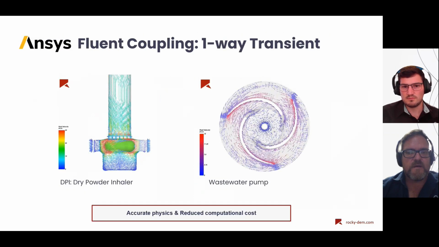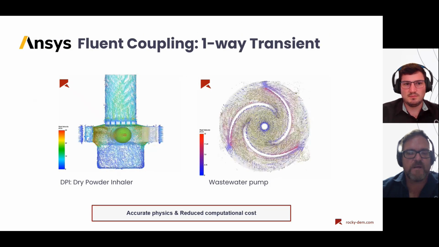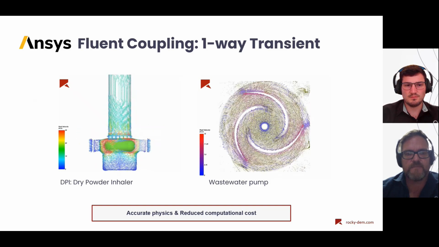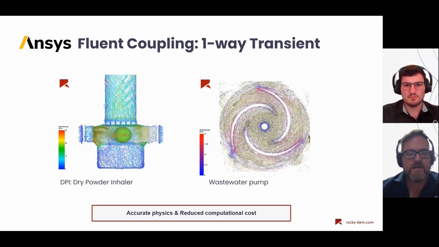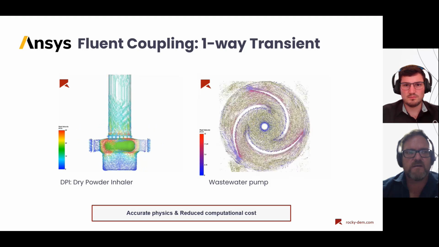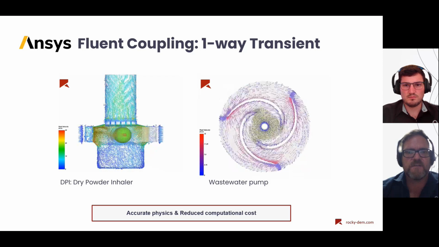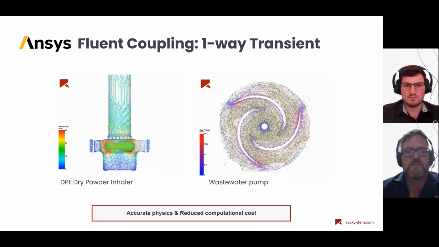Right, then one of the, I think, simpler couplings is just a one-way transient coupling with Fluent. There's a nice two examples there: a dry powder inhaler and a wastewater pump. We get a lot of requests for these kinds of simulations on how to do them here at QFIN in South Africa specifically, because I think this was never really possible to do.